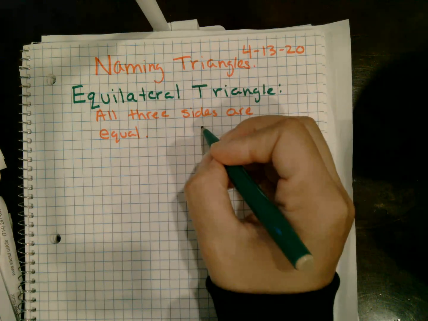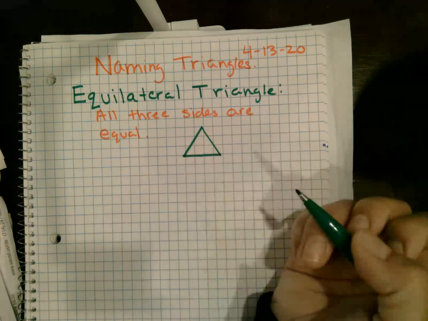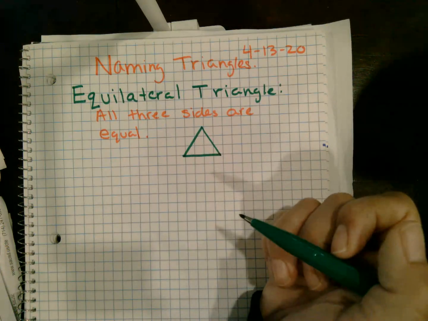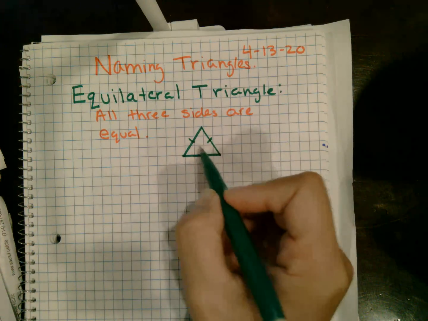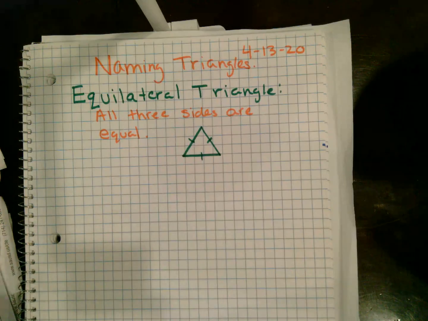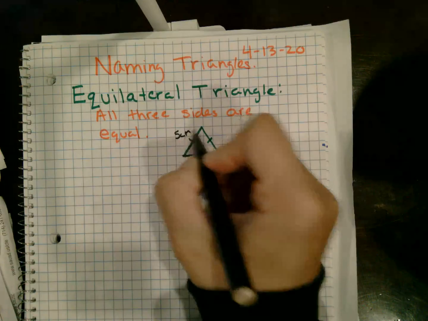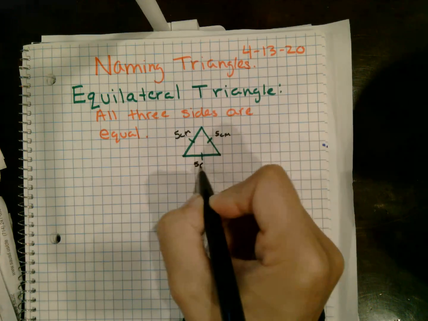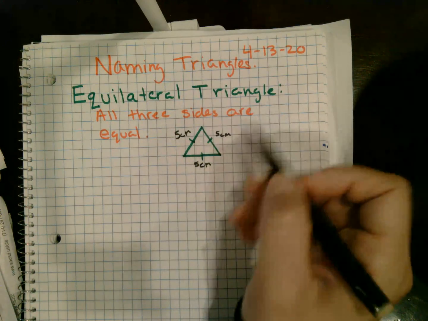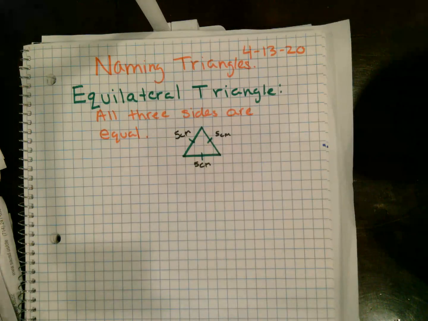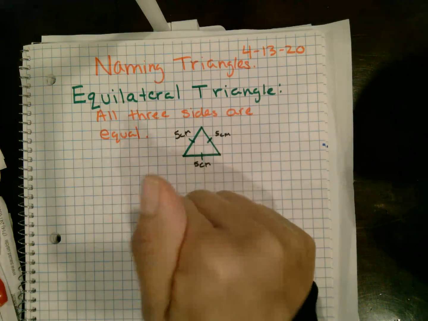So let's sketch one out. Does this look like all three sides are equal? Sure does to me. Sometimes they'll use little tick marks to signify that these three are equal. If they have the same amount of ticks, that means they're equal. Or they'll use numbers. So they might go, okay, this is 5 centimeters, 5 centimeters, and this one's 5 centimeters. So they're all 5 centimeters. Therefore, this is called an equilateral triangle because all the sides are equal. Okay, so that's the first vocabulary word, equilateral triangle, when all the sides are equal.